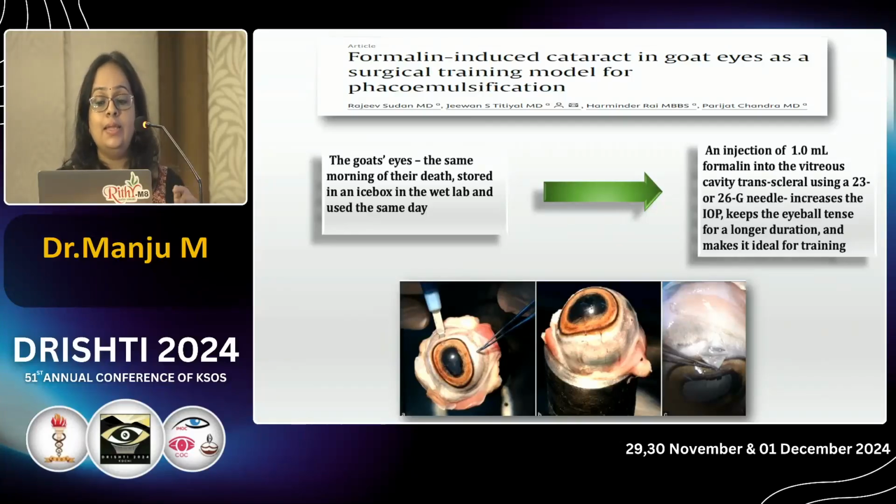And if you can inject formalin into the vitreous cavity by the transscleral route, it can increase the IOP and keep the eyeball tense for a longer duration, making it ideal for training. In this study, they have injected it. If you want to know how to inject and all, you can refer to this paper.